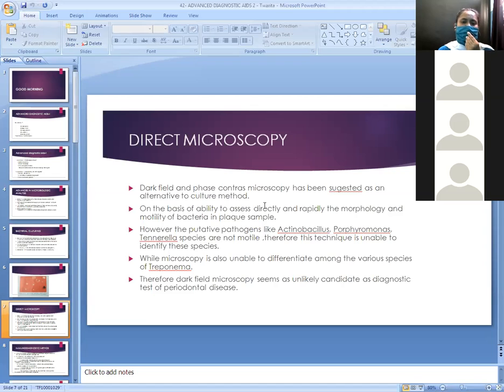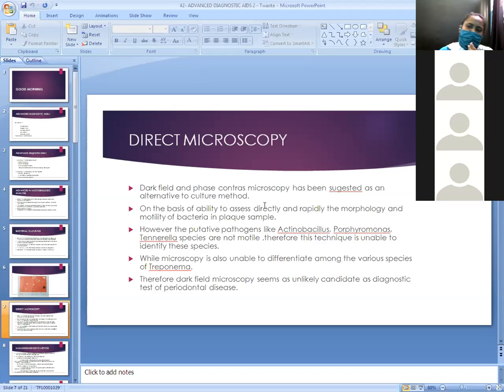Time it requires for colonies which grow. It takes time, but it is a gold standard method by which you know quantitatively as well as qualitatively. Qualitatively means which kind of microorganisms are there. That is qualitative assessment. Then direct microscopy, in that case contrast microscopy can be there, or dark field microscopy.